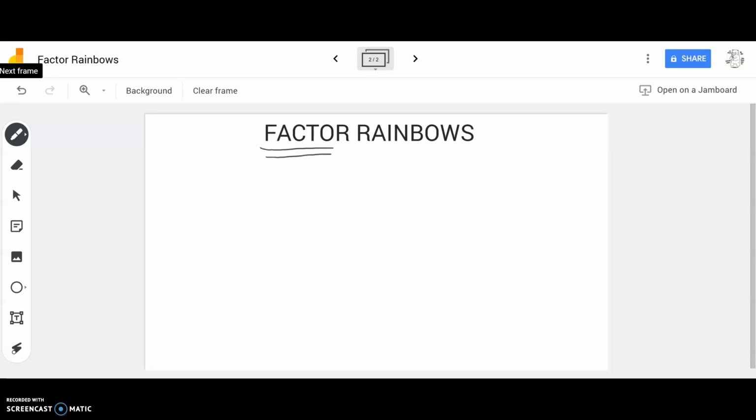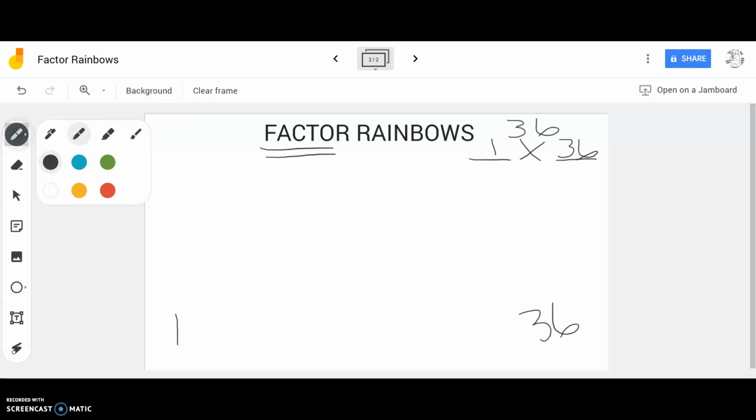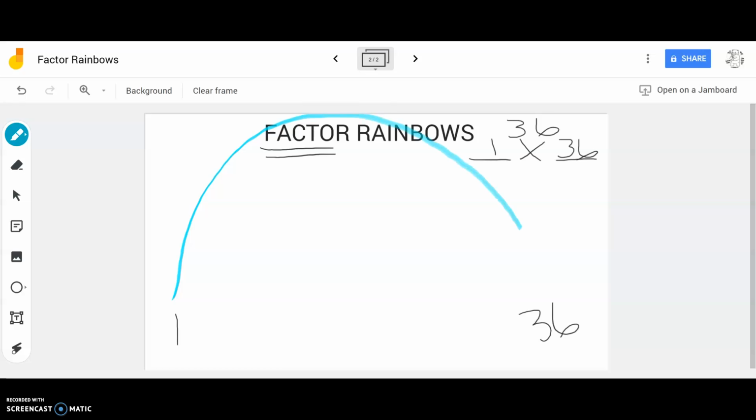Again, we're trying to find the factors, the numbers we can multiply to create a product. And our product this time is 36. What numbers can we multiply to make 36? We always start with 1 in the number because 1 times 36 always gets me my number. So my first rainbow. Then I try my next one, 2.